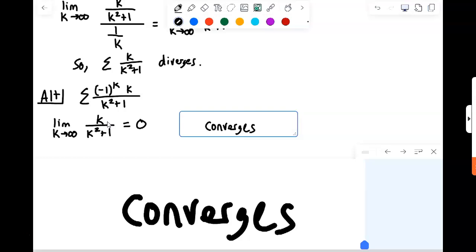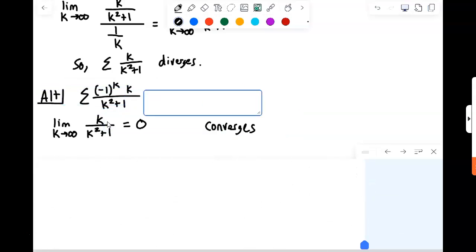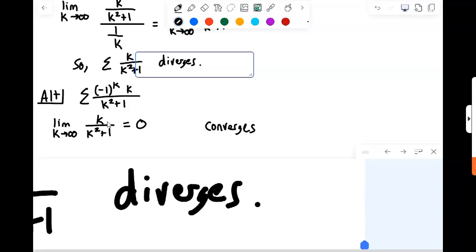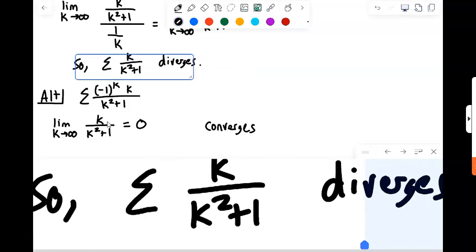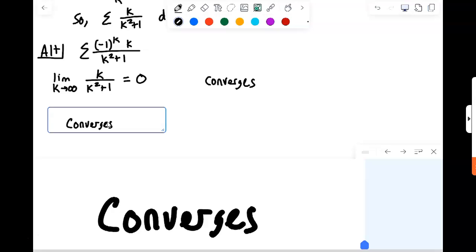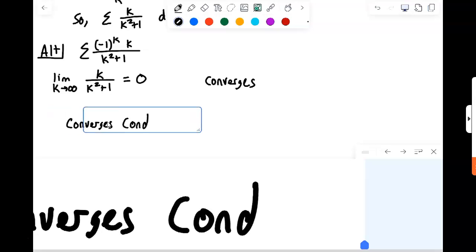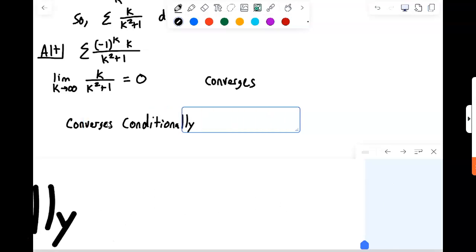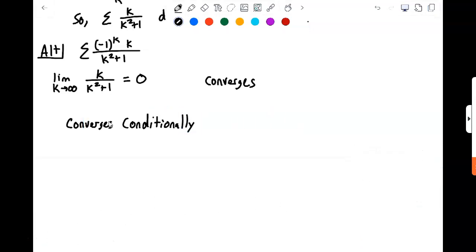Okay, so the alternating series converges. The absolute value series did not. So therefore, we're going to say that this series, the alternating series, converges conditionally. This converges conditionally.